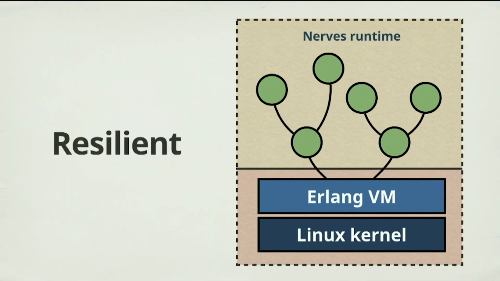All right. So how does this benefit us? Well, see, the Nerves runtime, because it's built on Erlang, is resilient. The resiliency comes in process monitoring, because if something were to crash, like our process that monitors the network or connectivity, then Erlang will just restart it.